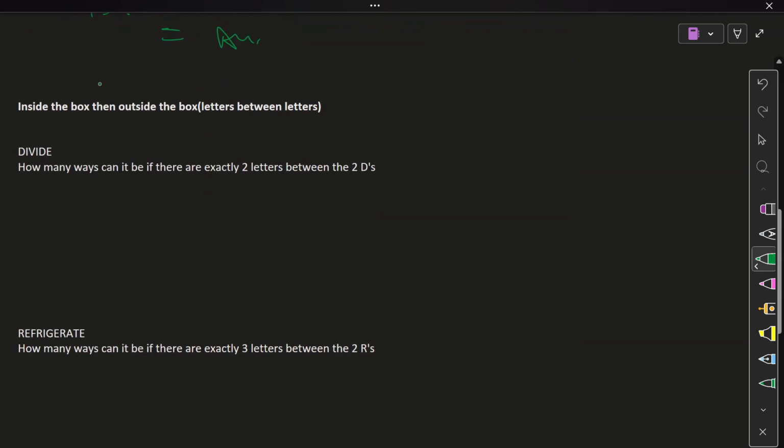I call this one, I have classified these things inside the box, then outside the box. Letters between letters questions. Now, the first part says the word is divide. How many ways can it be if there are exactly two letters between the two D's? Now, there are two ways to go about this. One is the method that I like, and one is the method a very good friend of mine taught me. And I'm going to go about that as well.